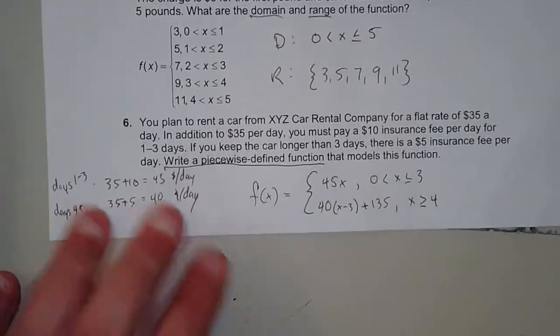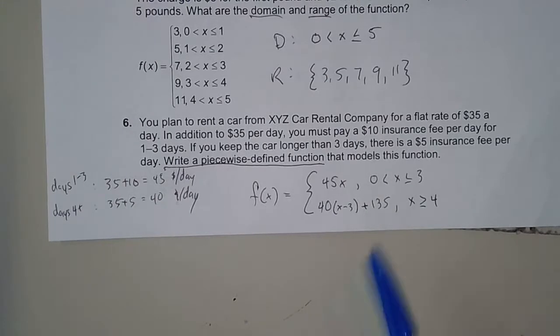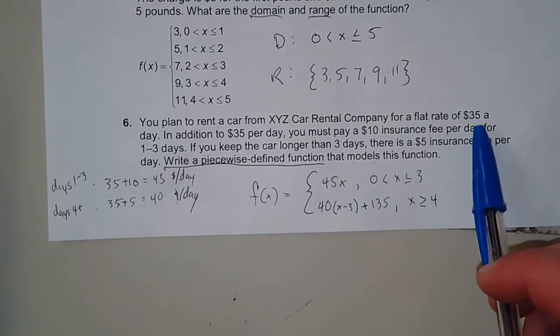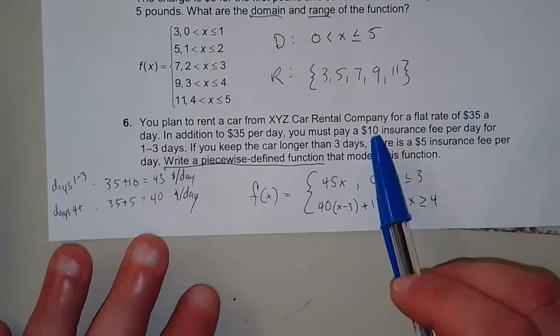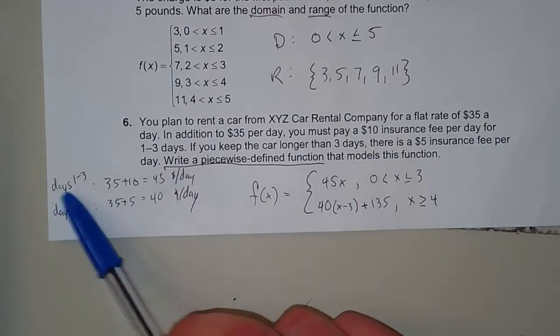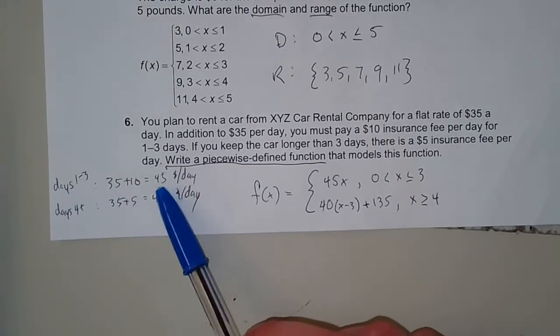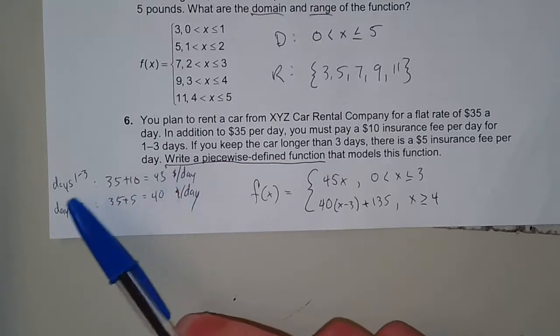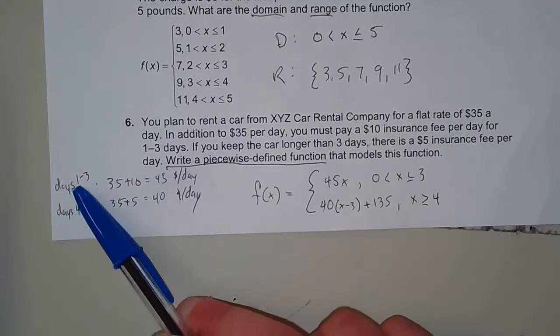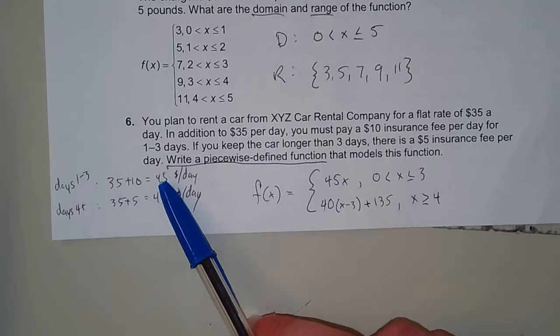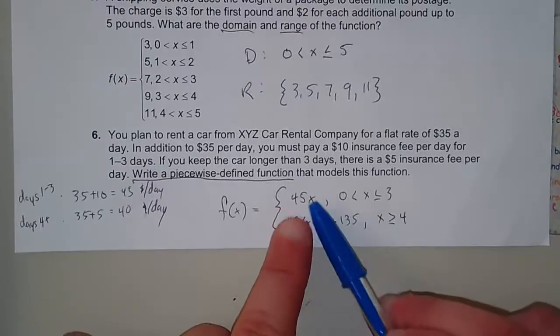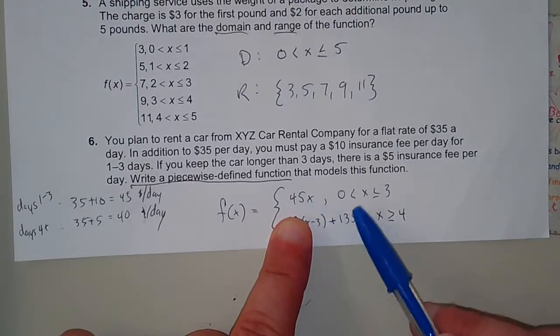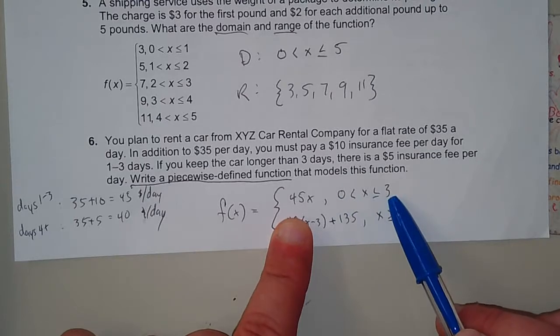Also, while we're at it, let's jump right down to 6, since it's the same style of question. The key to this one is you've got to read it, and basically it says you pay $35 a day to rent the car, and then you pay $10 insurance. So overall, 35 and 10 means you're paying $45 per day, and that's for the first 3 days. So days 1, 2, and 3, you pay $45 a day. So for that first equation, it's $45 per day for anywhere between 0 and 3 days.